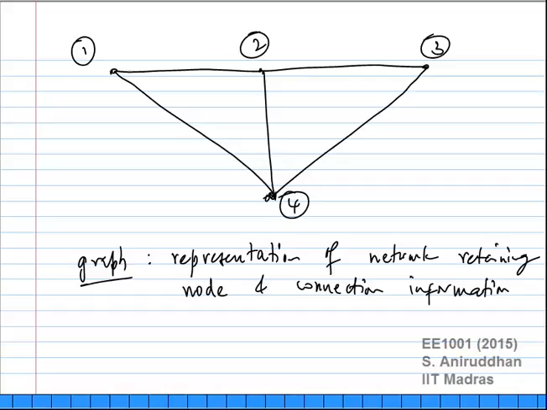Now, each one of these is called a branch. Any interconnection between two nodes is called a branch. So a branch is basically something which stands in for the element in the graph.